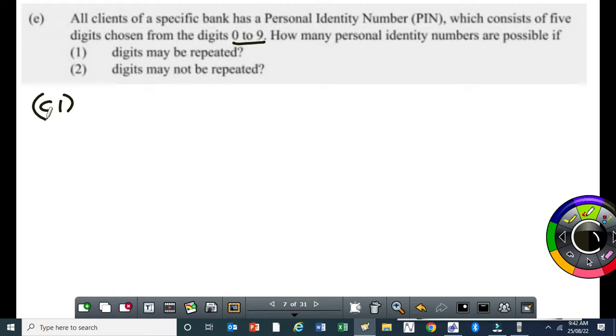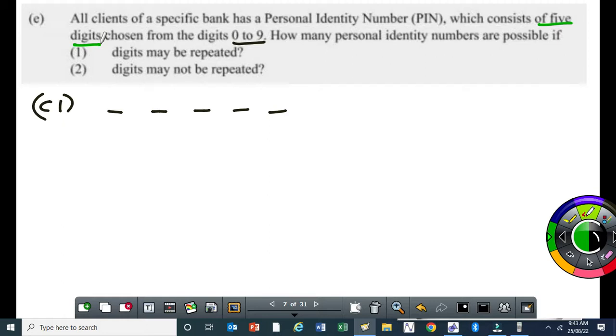Right, it's not 10 times 10, and not 10 times 5. These pins must have 5 digits. So we have the first position, second, third, fourth, fifth. Repetition is allowed. The pin consists of 5 digits, and there are 10 digits in total.